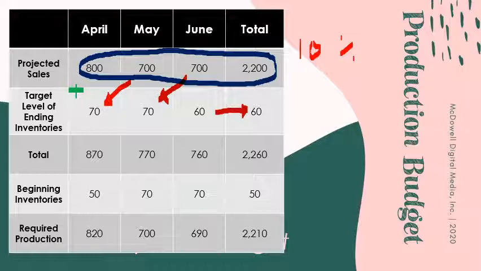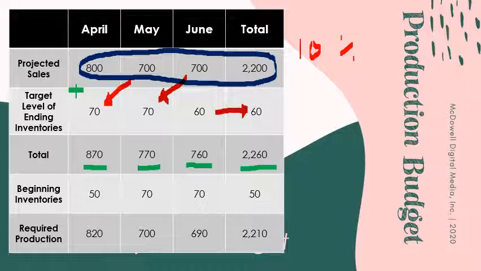Okay? Next is, kay total. On April, 800 plus 70, you have here 870. Kay May, 700 plus 70, you have here 770. Kay June naman, 700 plus 60, you have here 760. And kay total din, 2,200 plus 60, you have here 2,260.